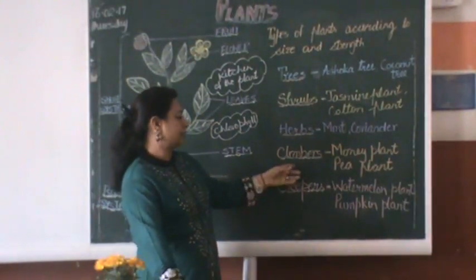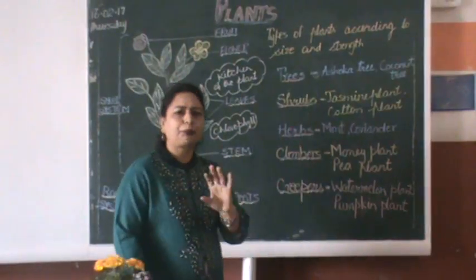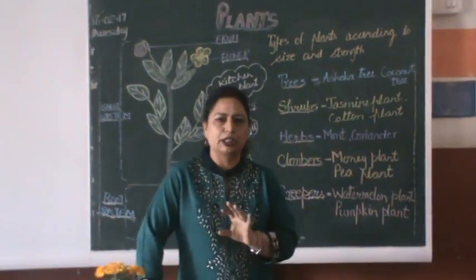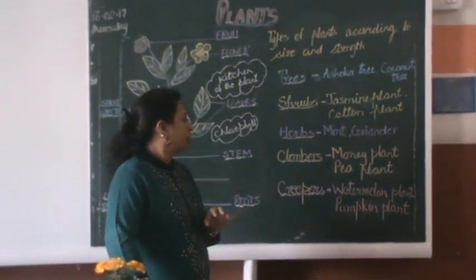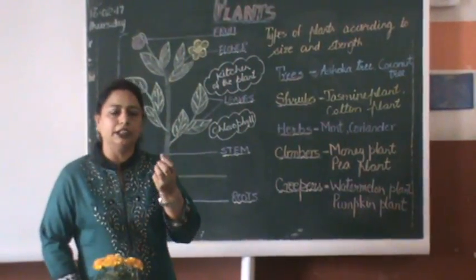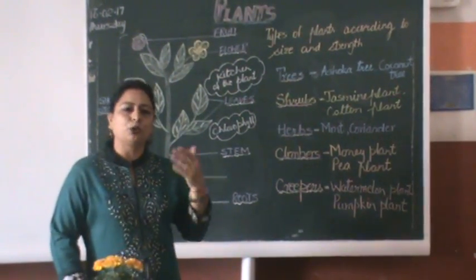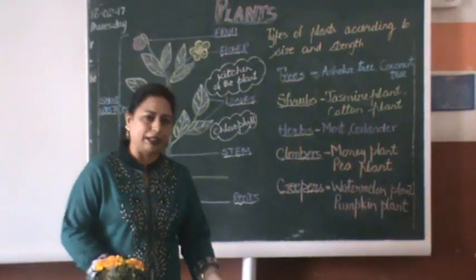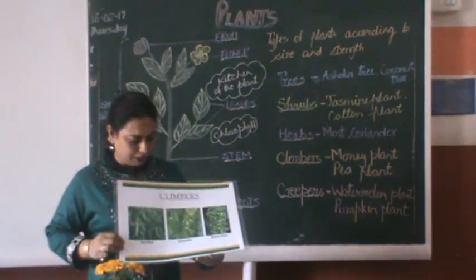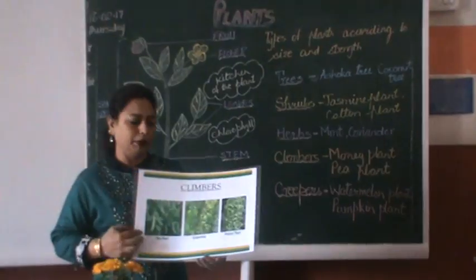The next category is of climbers. Climbers are very big plants. They can't stand on their own, so they need the help of either walls or other plants to climb up. They are called climbers. For example, pea plant, grapevine and money plant.